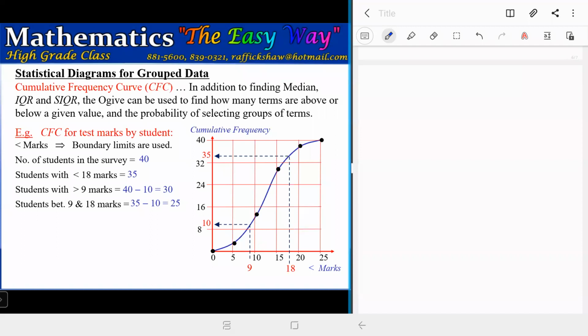All right? Next one. Probability that a student scored between 9 and 18 marks. Probability that a student scored between 9 and 18 marks. What would that be?